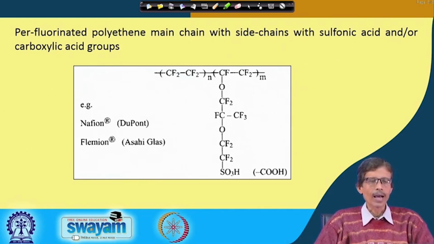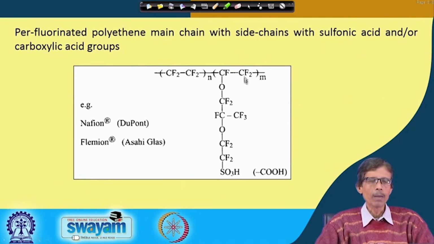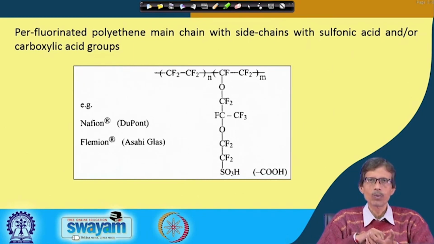So, Asahi Glass and DuPont are making these having a typical backbone. So, you have a perfluorinated polyethylene backbone like that of your Teflon. And you can have a side arm which ends with a sulfonic acid or carboxylic acid side chain, but you can see that there are some ether oxygens also. So, ether oxygen placement within the backbone also gives some material characteristics or some flexibility to it.